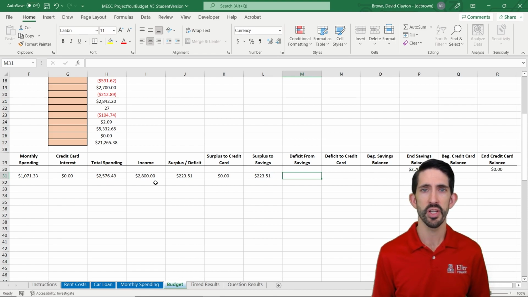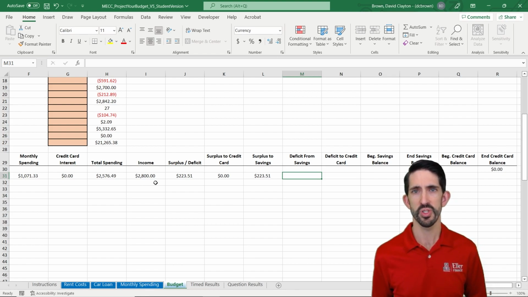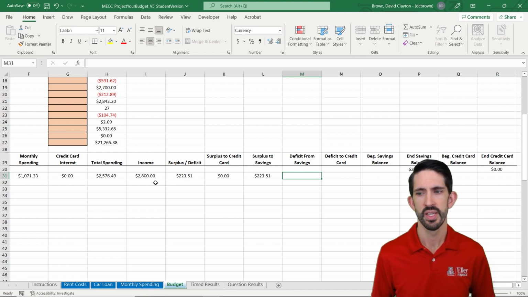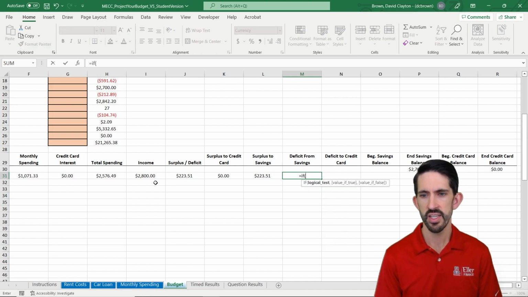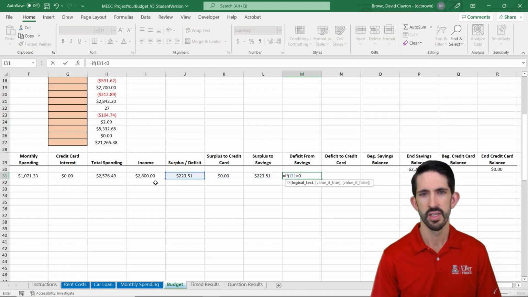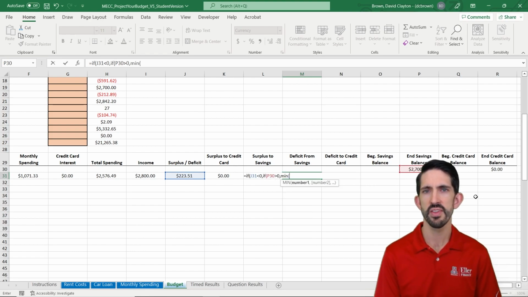If we don't have enough money, we don't want to automatically put that on the credit card. We might want to actually pull that from savings first before we resort to that high interest credit card debt. So in this case, we're going to say if we have a deficit, so if it's less than 0, then let's check, do we have a savings balance? Is our savings balance greater than 0? If it is, then we're going to pull from our savings balance.